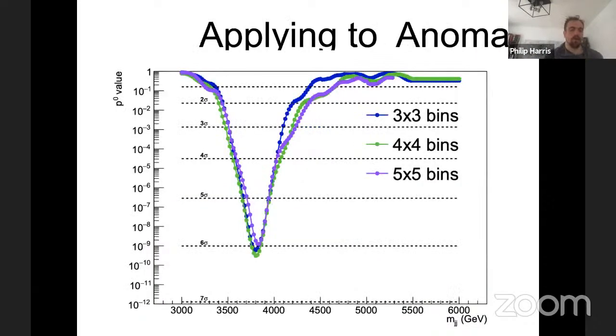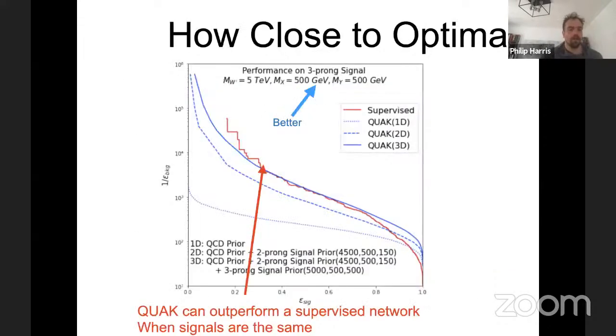And we were able to quote a significance of something like six sigma. I think this is the largest quoted significance that we saw in the LHC Olympics. There were some other very interesting approaches. But more importantly, why did we do this?